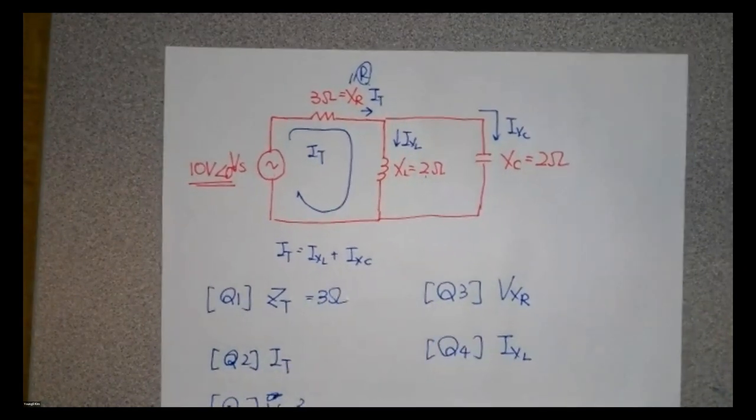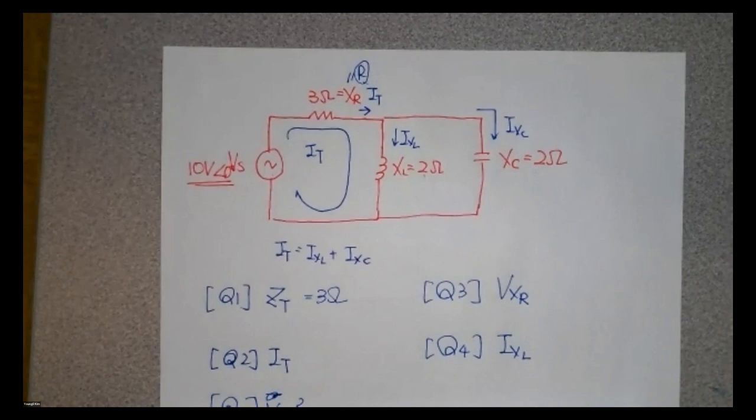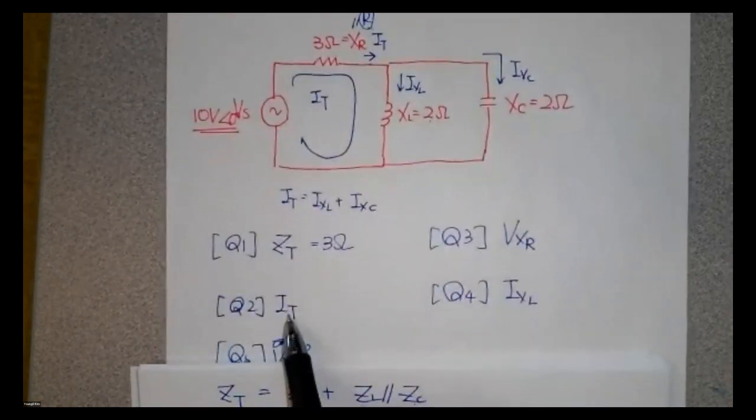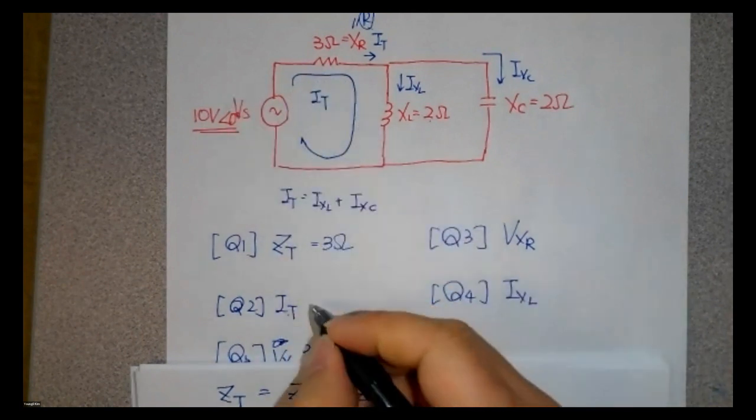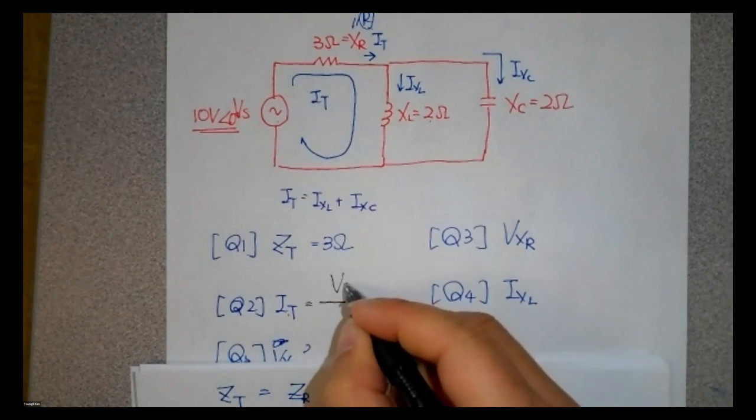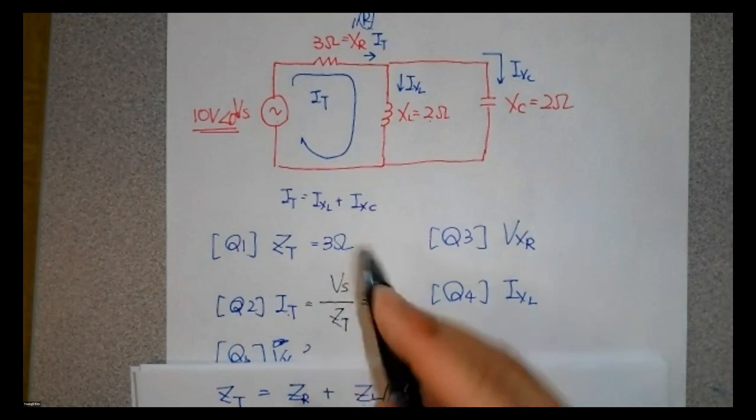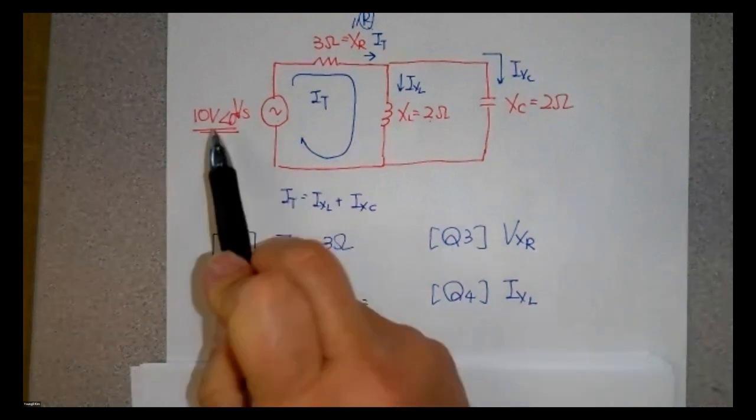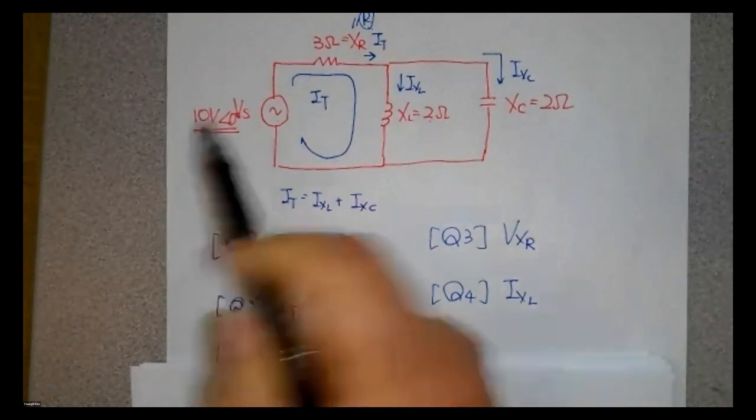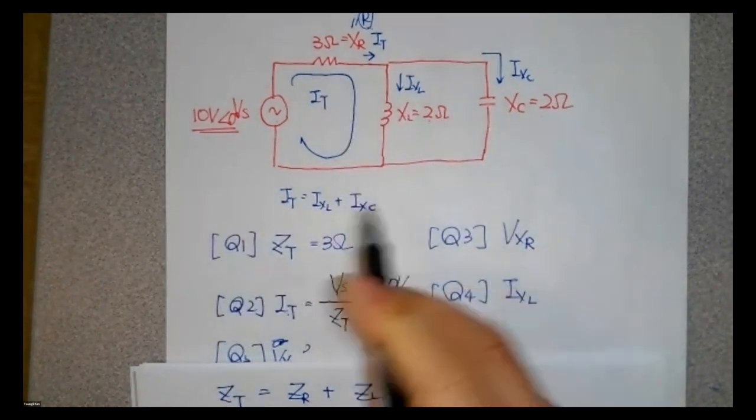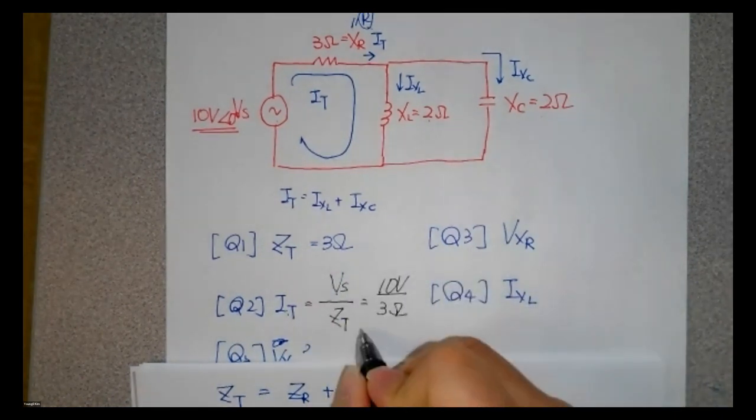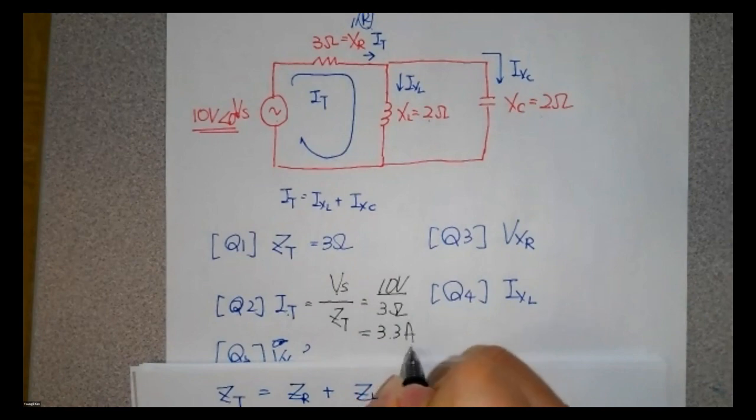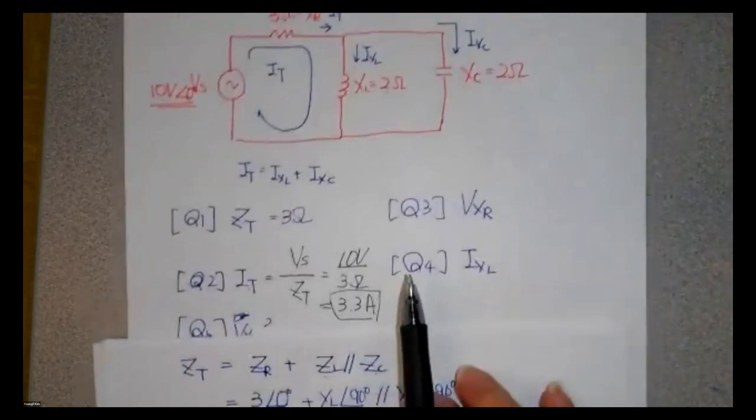So the question 2, what is the I sub t? Just right there, here. What is the I sub t? The I sub t is total current, okay? So the total current, V sub S divided Z sub t. The V sub S is what? The 10 volt, the peak voltage. The 10 volt divided the Z sub t, the 3 ohm. Okay? So means 3.3 amp. The answer is 3.3 amp here. Okay.